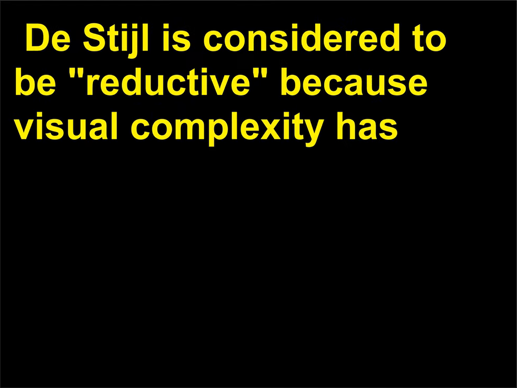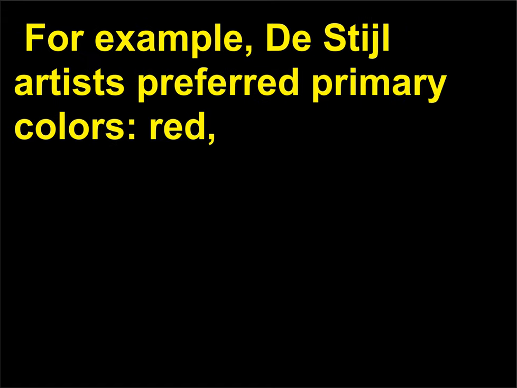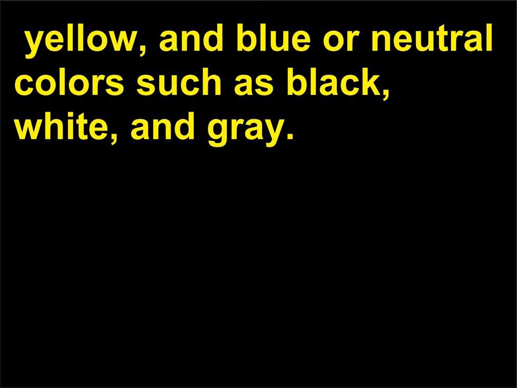De Stijl is considered to be reductive because visual complexity has been distilled or reduced to only the most pure, meaningful elements. For example, De Stijl artists preferred primary colors, red, yellow, and blue, or neutral colors such as black, white, and gray.